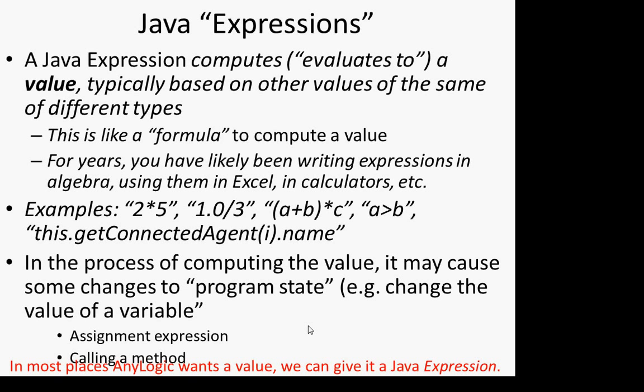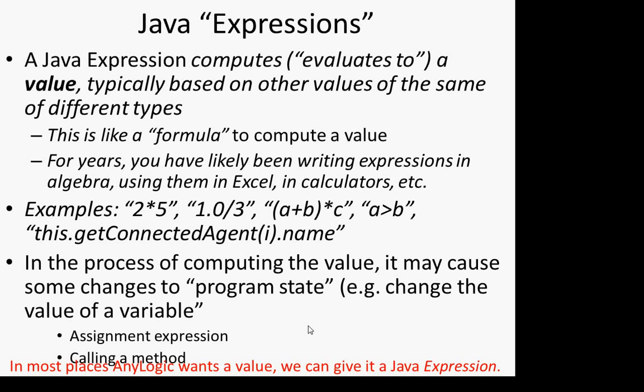This get connected agent name, that's an expression. It computes a value. So we take this reference to myself and I say, get my connected agent number i. Maybe i is 3. So it gets me the agent that's connected, the third or fourth agent connected to me. And then what's its name? It gives me back a reference to some string. And that's the value returned by that expression when it's evaluated, okay?